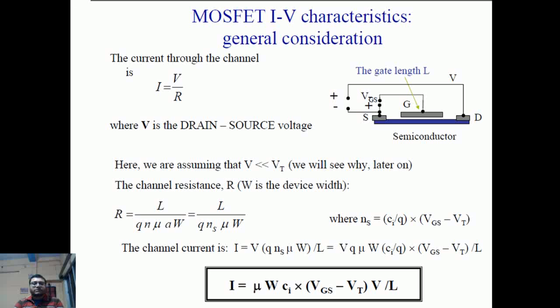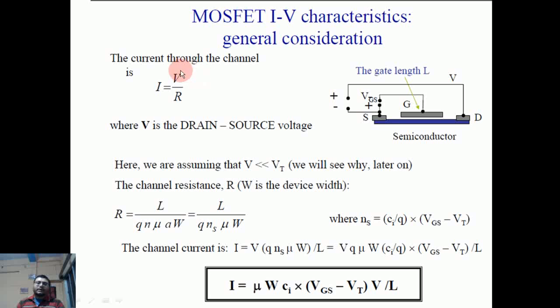now we are slowly going towards the IV characteristics of the MOSFET. So first we discuss some channel resistance and the current through the MOSFET. Then we are going towards the IV characteristics. So in this slide you can see it's Ohm's law, the current through the channel.